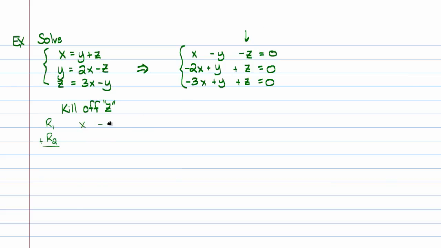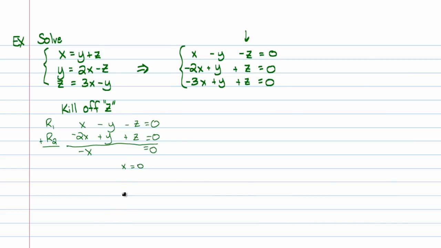So x minus y, not plus, but minus z is equal to 0. And negative 2x plus y plus z is equal to 0. When I add those two up, I will get the following. The z's cancel. Actually, the y's cancel. Very rare that that happens, but it sometimes will. And you get negative x is equal to 0. Or in other words, x is equal to 0.